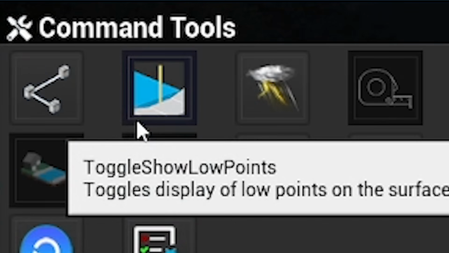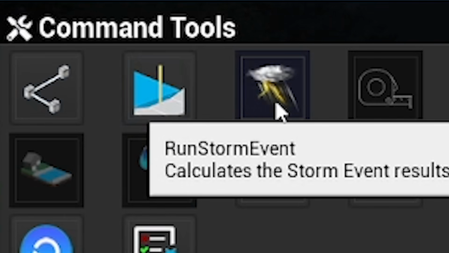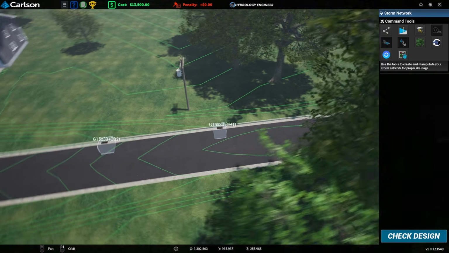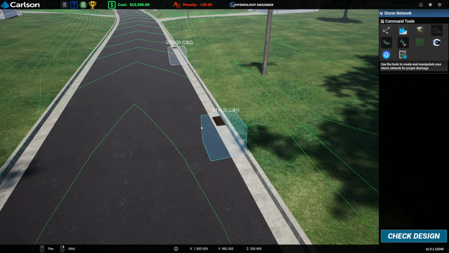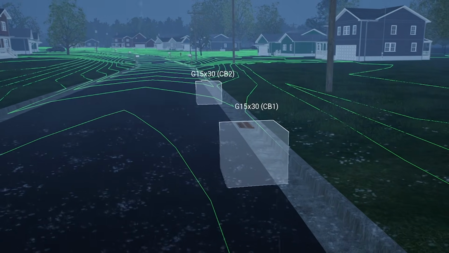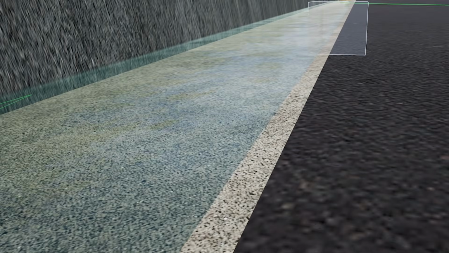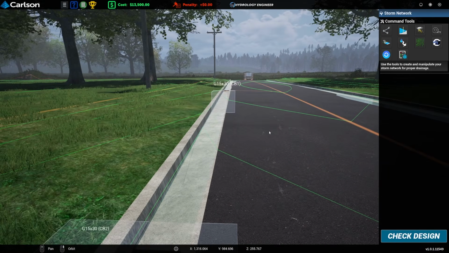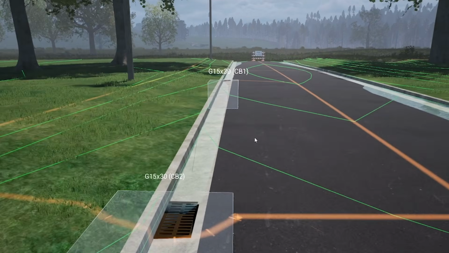So if we just run a storm, this button up here says run storm event, and this simulates rainwater, and then you can see how your gullies work. So if we just do that, you should see, yep, the rain comes over, and then you can see the water on the edge of the map here. Basically, the aim is to not have that water go too far into the road. Generally in the UK, it's about 1.2 meters flow width you're allowed.